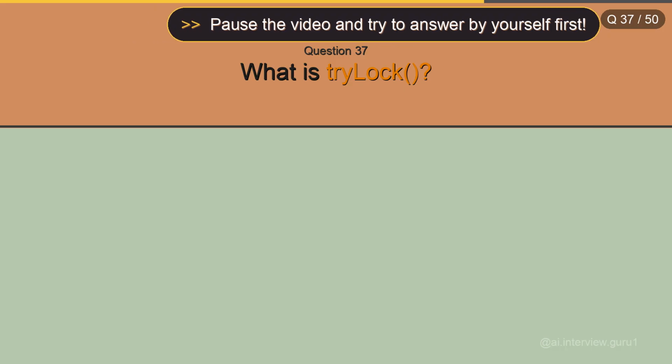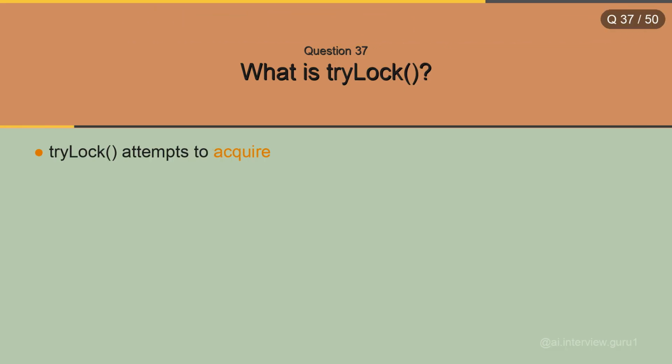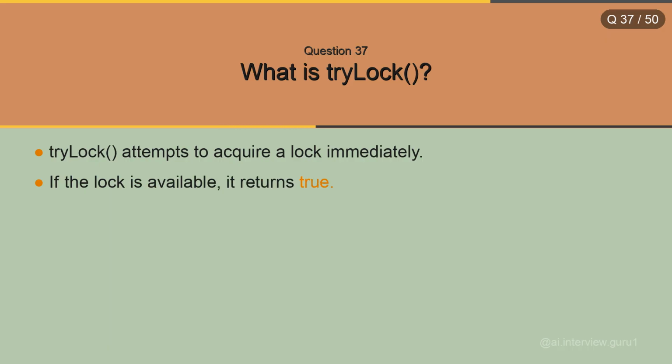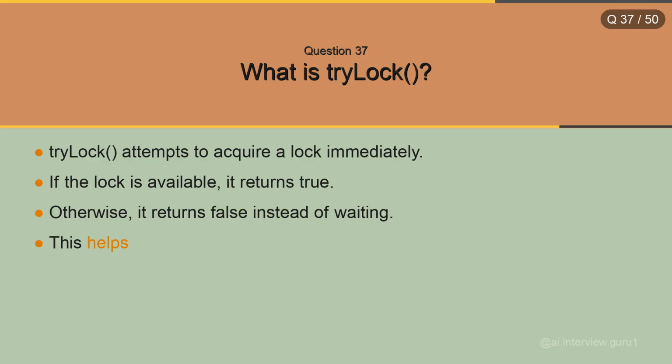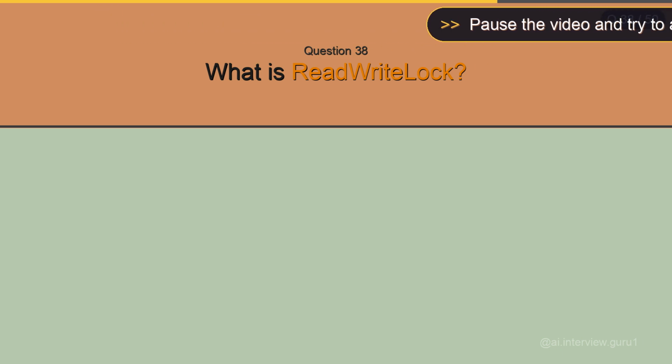What is tryLock? tryLock attempts to acquire a lock immediately. If the lock is available, it returns true. Otherwise, it returns false instead of waiting. This helps avoid deadlocks.